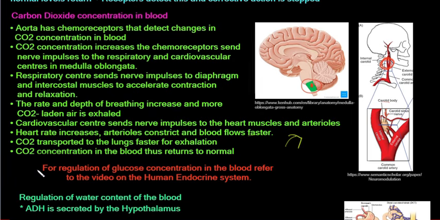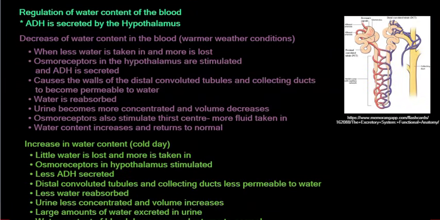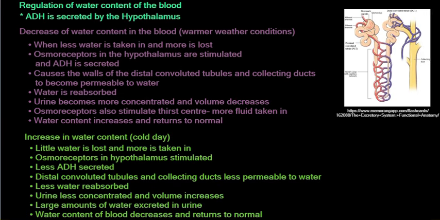Now, I just put another reminder here that we already did glucose in the previous video. So now we are going to look at regulation of water content of the blood. And this is done with ADH. So ADH is secreted by the hypothalamus. Now, please don't get confused with the hypothalamus and the pituitary gland. The hypothalamus is the one that produces the ADH. Then that ADH is stored in the pituitary gland until it is needed, when it will then be secreted.